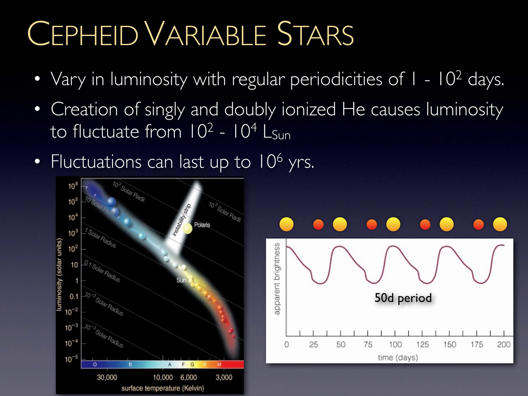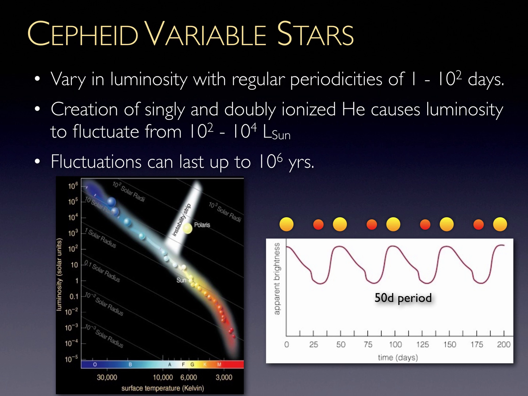Cepheid variable stars are stars that, near the end of their lives, begin to undergo very regular pulsations with very constant pulsation periods, the time between pulses. These stars are larger than the Sun and can thus be seen at fairly large distances.